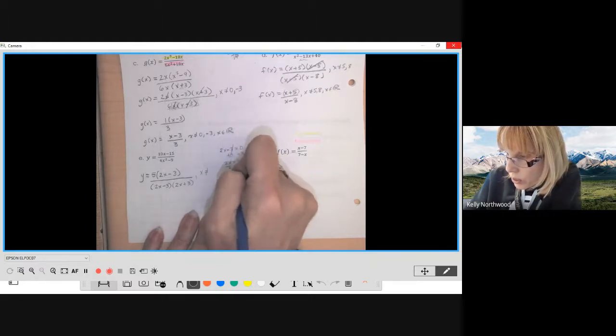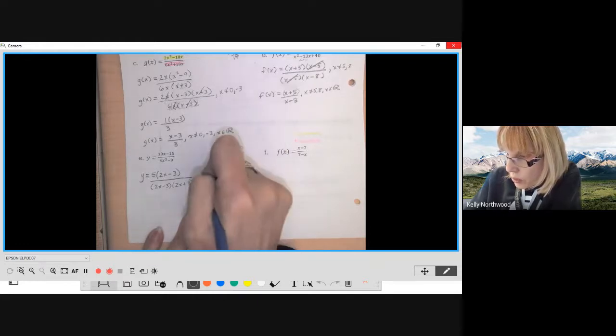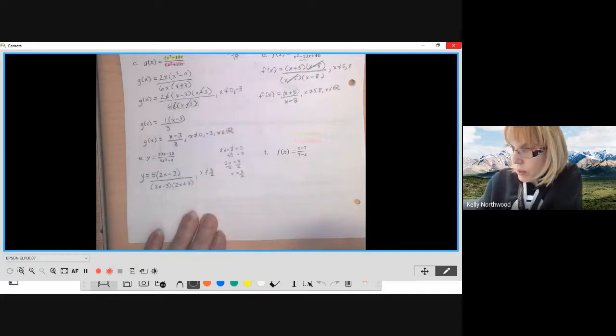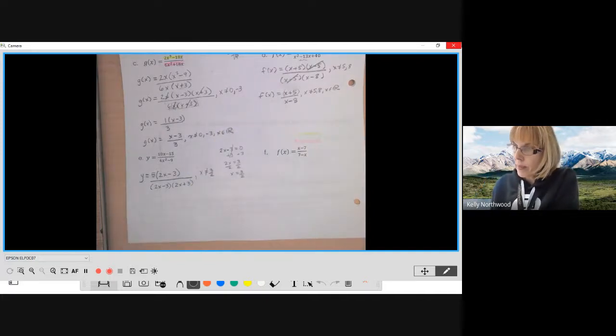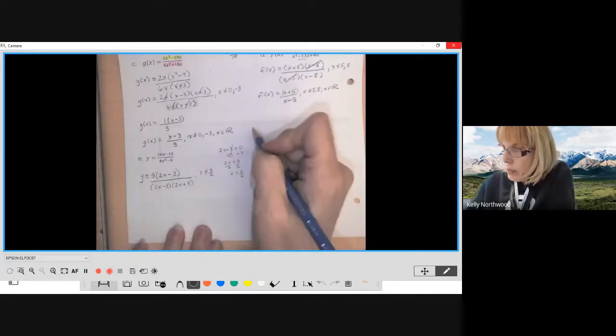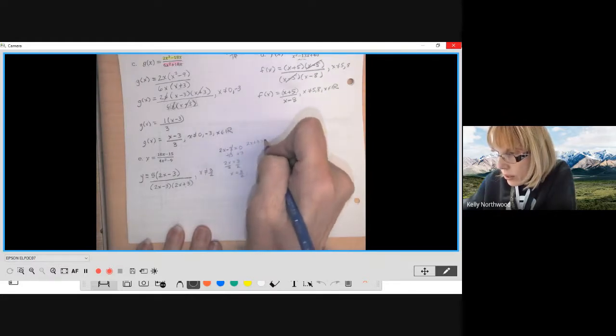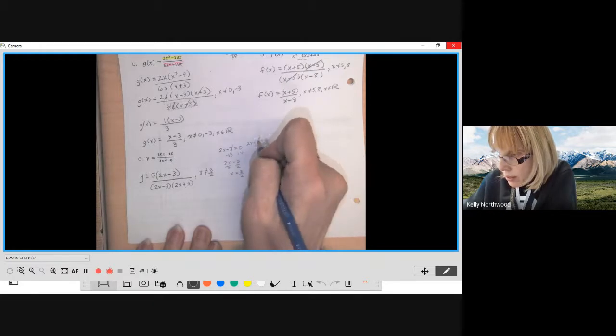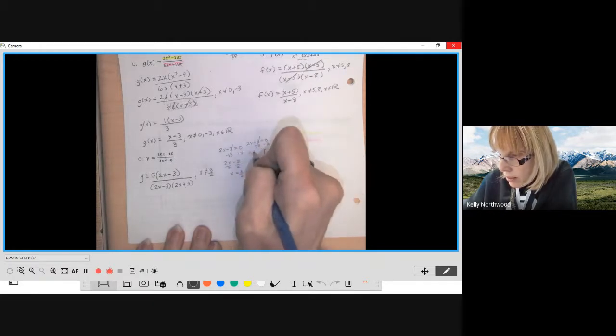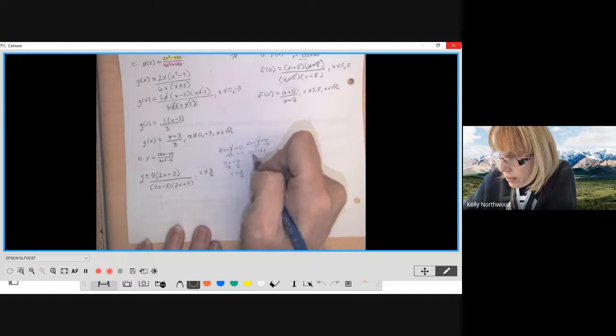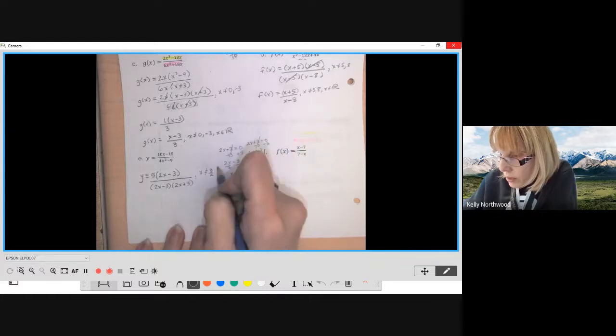Divide both sides by 2, and you get x is 3 over 2. So x can't be 3 over 2. And same thing, set the same thing up for 2x plus 3 equals 0. Subtract 3 on both sides. Divide by 2. x equals negative 3 over 2.